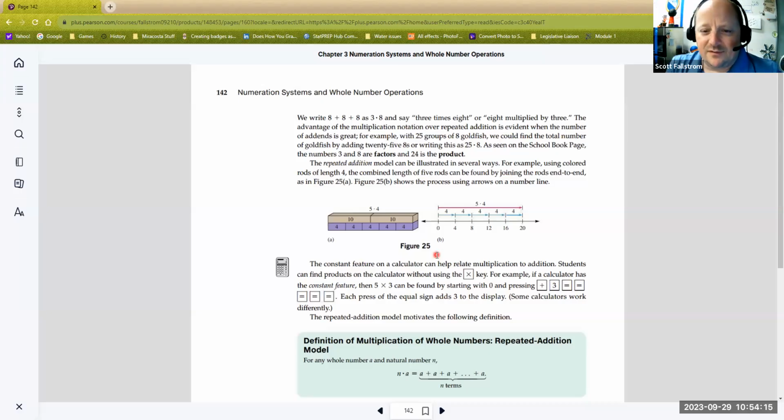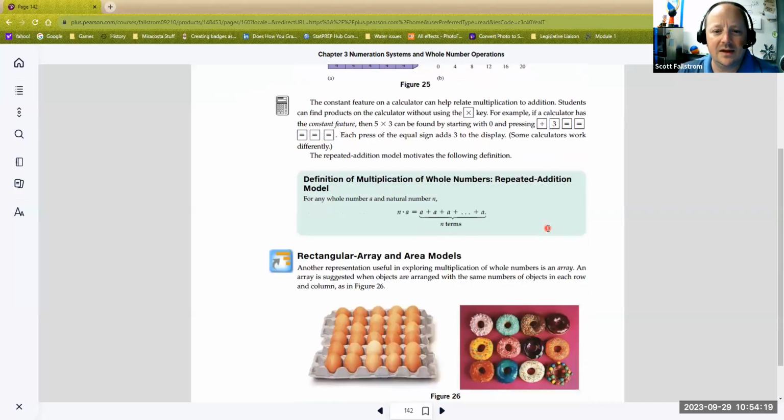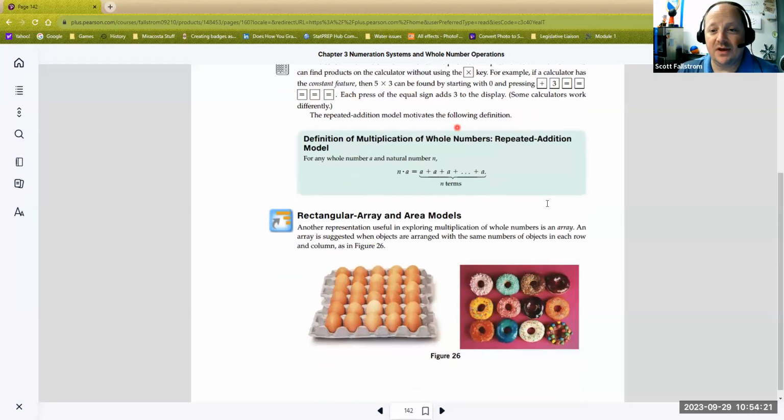I think we have them from time to time. I may use them later when we get to fractions, but for right now, I'm not going to bring them out. Okay. Here we go. Here's the definition of multiplication of whole numbers. Now, this is based on the repeated addition model.